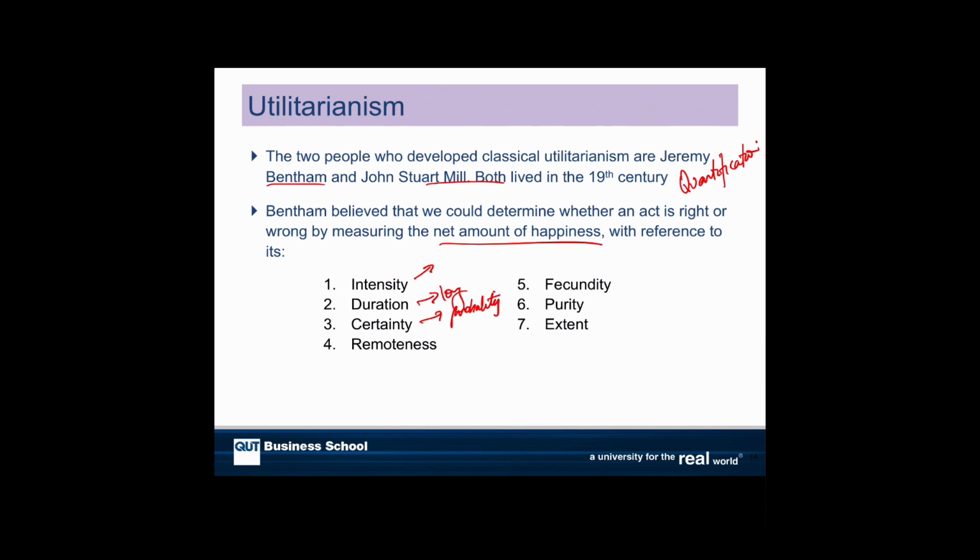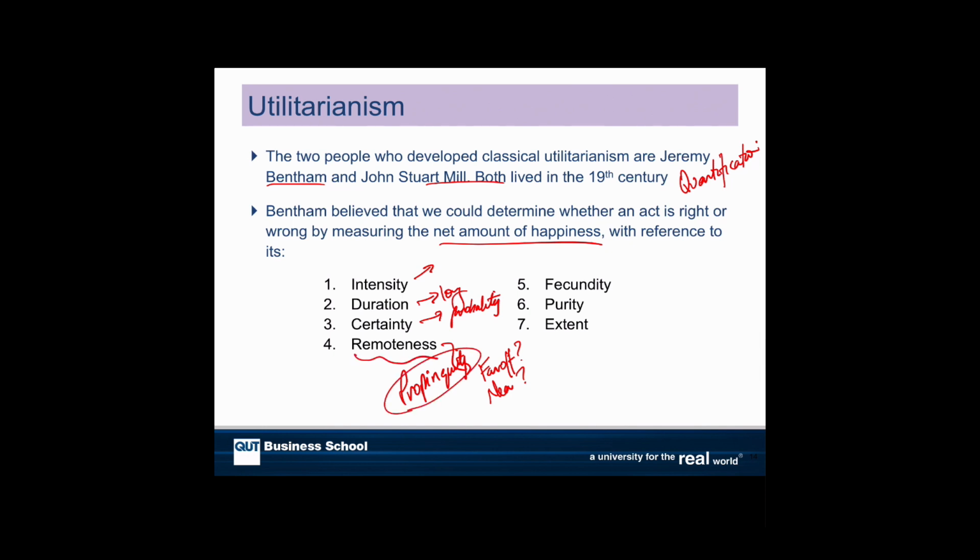Remoteness is about how far off the pleasure is, or how near the pleasure is, because the more remote it is, probably the less likely it is to affect us directly. He actually called this propinquity, if you ever run across that word, but we'll use the word remoteness.